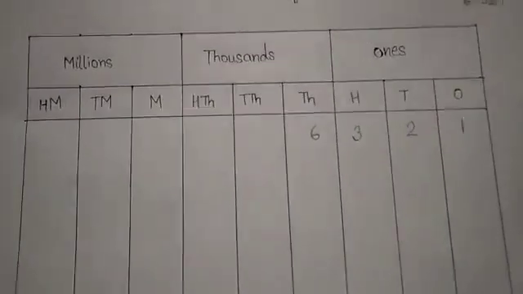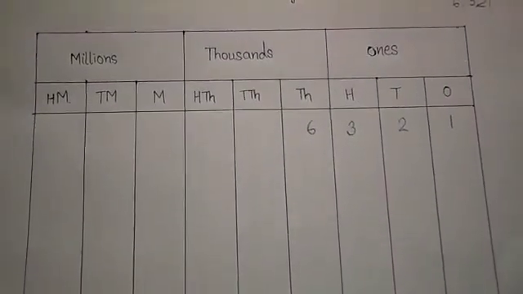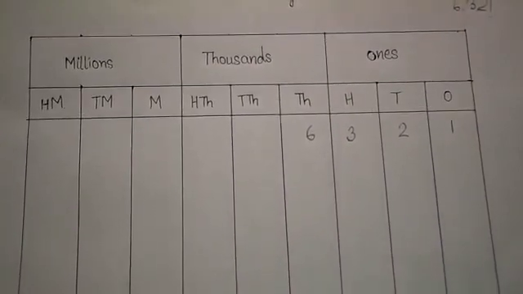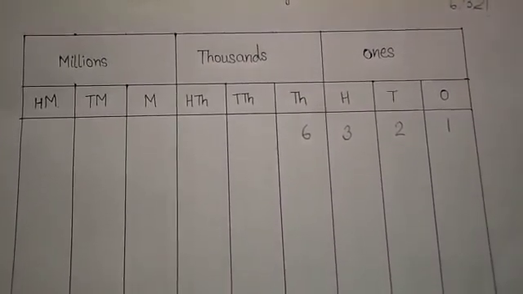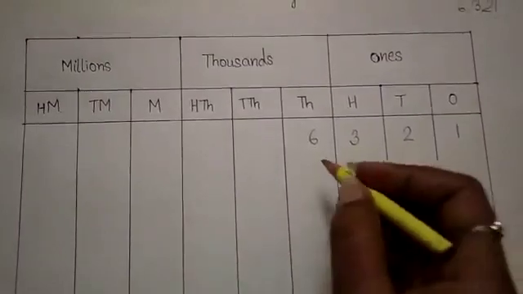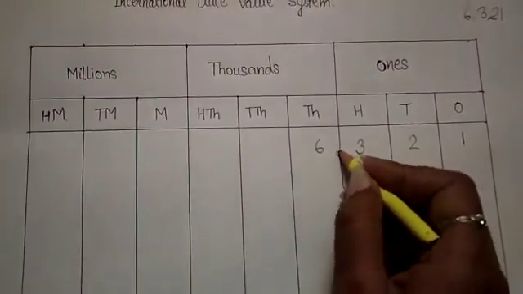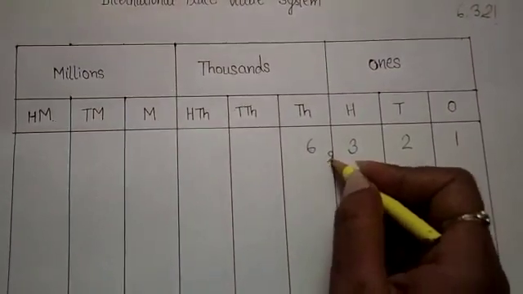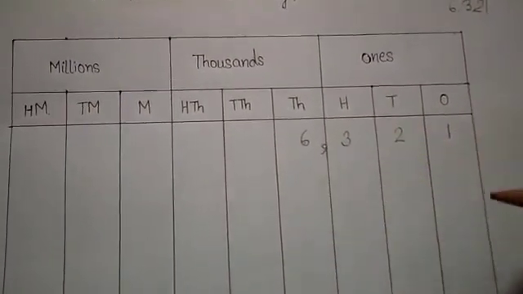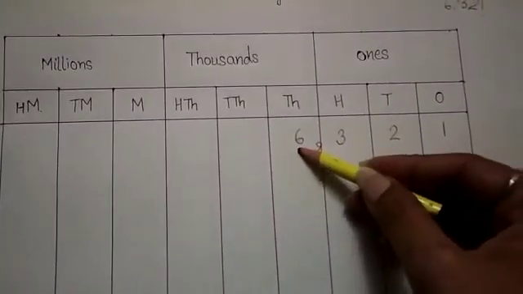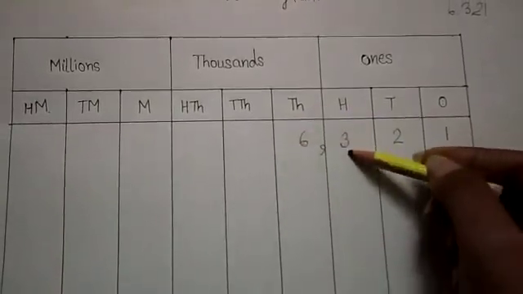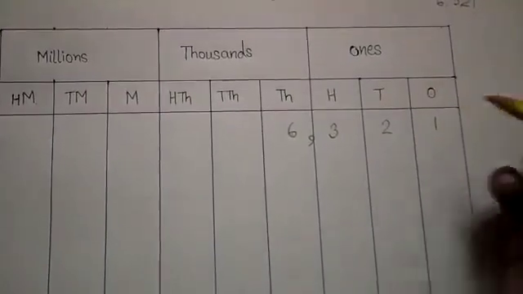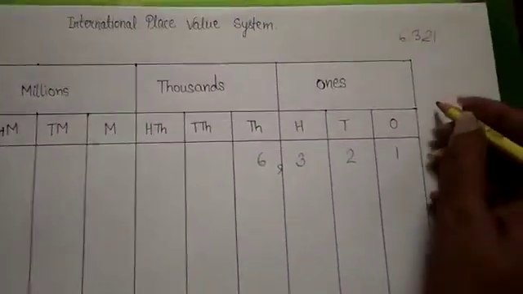So students, where is the comma placed? As you know, the comma is placed between two periods. So after 6, we place a comma. How can we read it? 6,321.